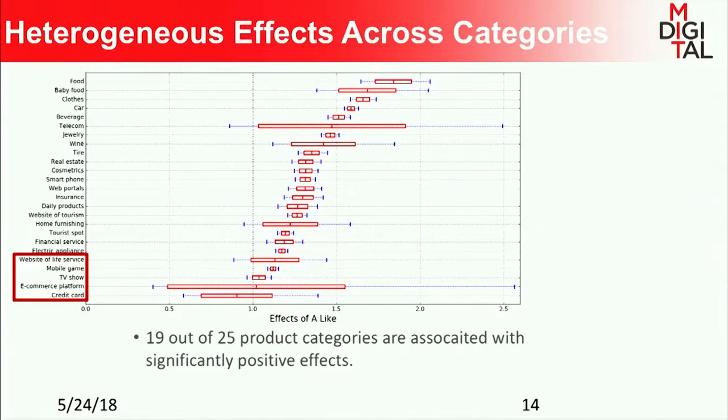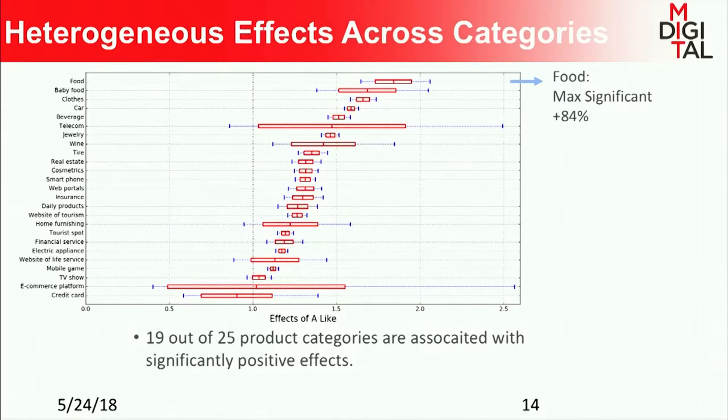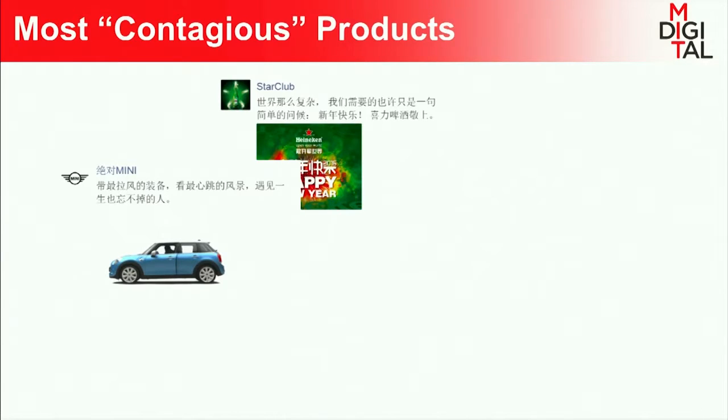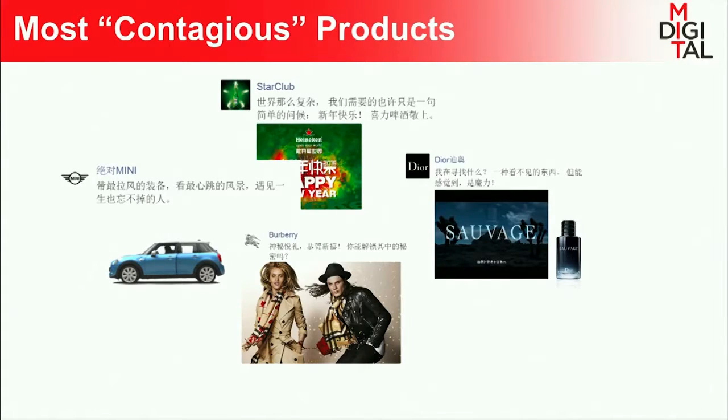However, we didn't find a significant effect associated with the ads of websites of live service, TV shows, e-commerce platforms, and credit cards. Showing a like in the ads for food will make us about 84% more likely to engage with this ad, which is about 7 times as large as doing so for the ads of mobile games. The most contagious products, meaning the products associated with the highest social ad effectiveness, are Heineken beer, the Mini Cooper, Dior, and Burberry.